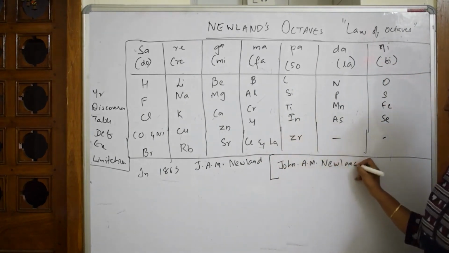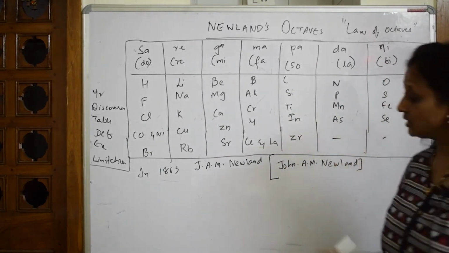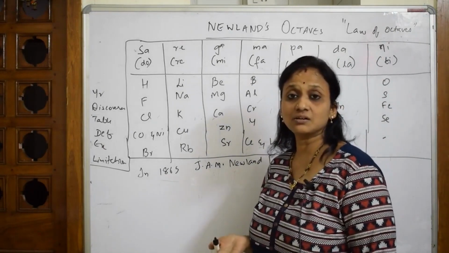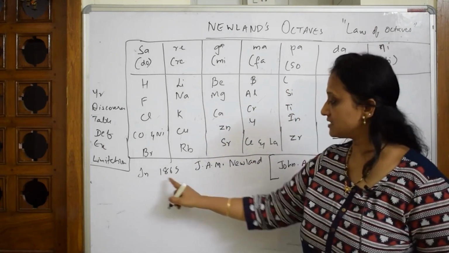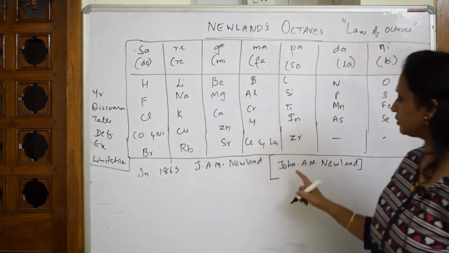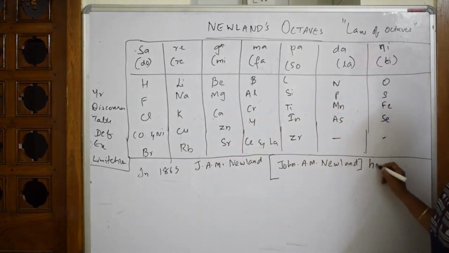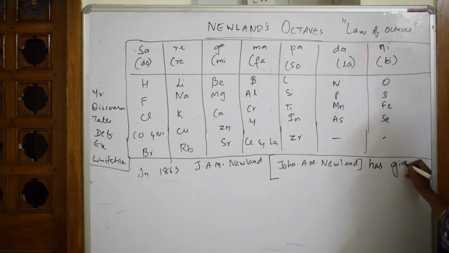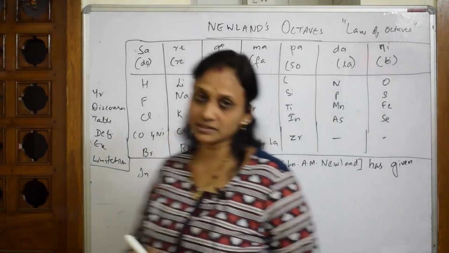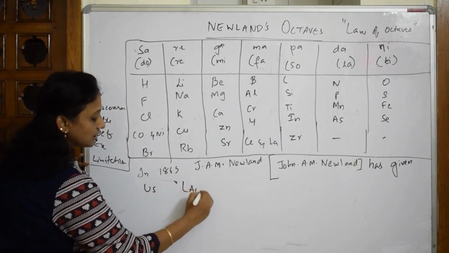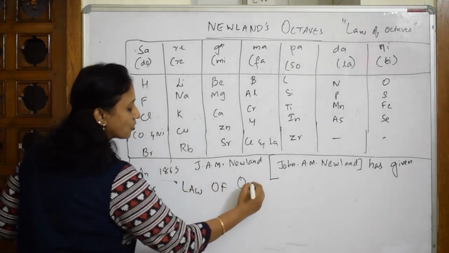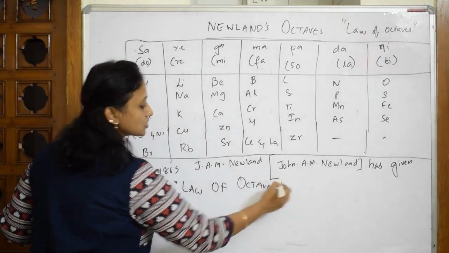Okay, so right. So what did he do? What did he discover? He has given us a table called Law of Octaves. So let's write in 1865, James Newland or John A. M. Newland has given us Law of Octaves. Done. This is also over.